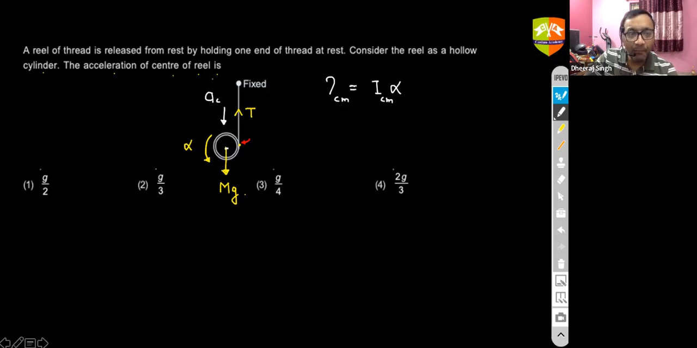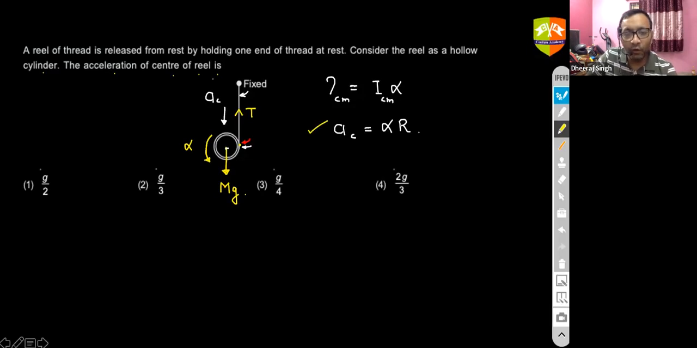Now, is this a pure rolling about this point, about the thread? It's a pure rolling, right? And is the thread moving or is the thread fixed? This entire thread is fixed. It is not moving at all. So since a pure rolling scenario is happening, acceleration of the center is equal to alpha times r.